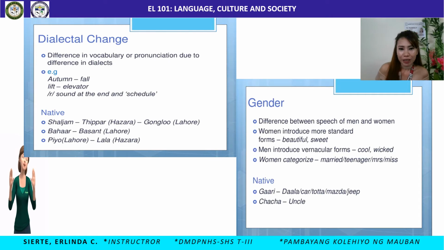Native: Shaljam or Tifar, Hazara, Ganglu Lahore, Bahar, Bazant Lahore, Pio or the Lahore or Lala Hazara. Now, in gender, this is the difference between the speech of men and women. Women introduce more standard forms like beautiful and sweet when we describe women, for example, while men introduce vernacular forms, like cool and wicked. And women are categorized as married, teenager, Mrs. and Miss.